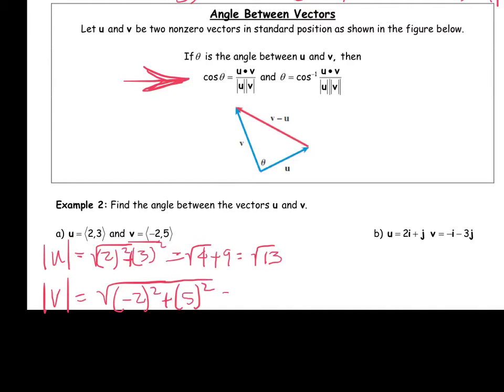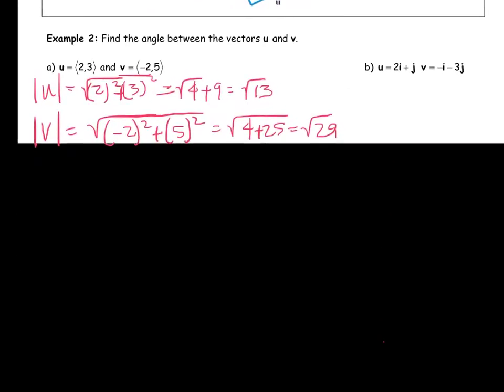It's going to be the square root of 4 plus 25, which is our next favorite question. The square root of 29. What they want us to do is put this in this equation. If I want to find cosine of theta, it can be written as u dot v over the magnitude of u times the magnitude of v. Well, lo and behold, I'm going to do the dot product of these things.